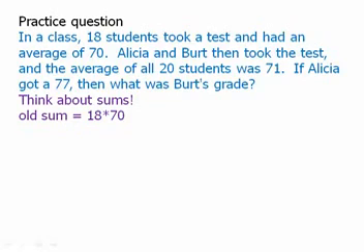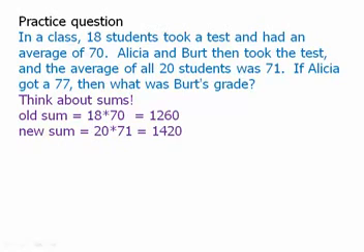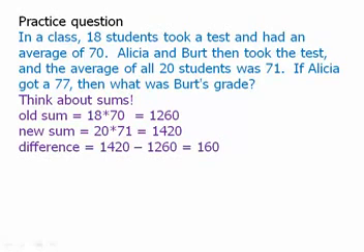So first of all, the old sum, those 18 people, I'm just going to take 18 times the mean of 70, multiply that out, and that's 1260. Well, now the new sum of all 20 students, that's going to be 20 times 71, multiply that out, that's 1420. Well, think about that. The old sum and the new sum, what's the difference between them? The only difference is we added Alicia's score and Bert's score to the other 18 scores. So the difference between them should be the sum of the score of Alicia and the score of Bert. So we subtract them, and Alicia's score and Bert's score must add up to 160.